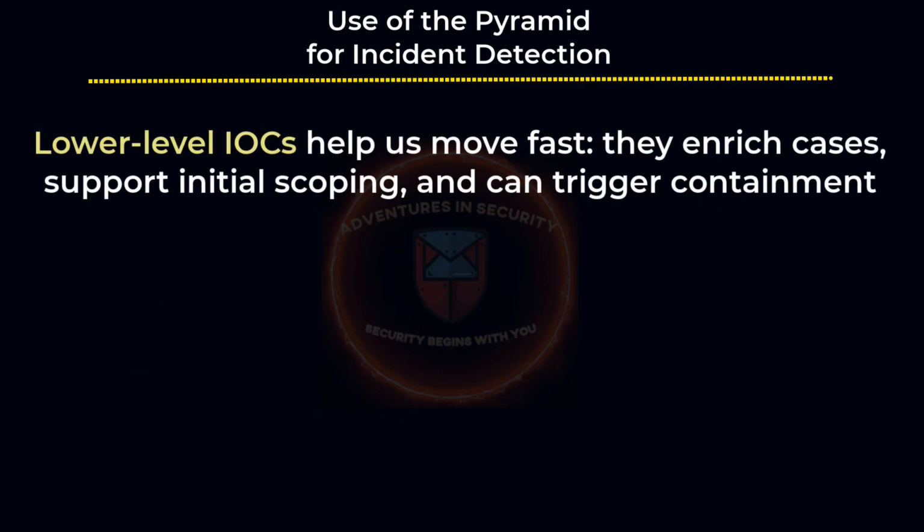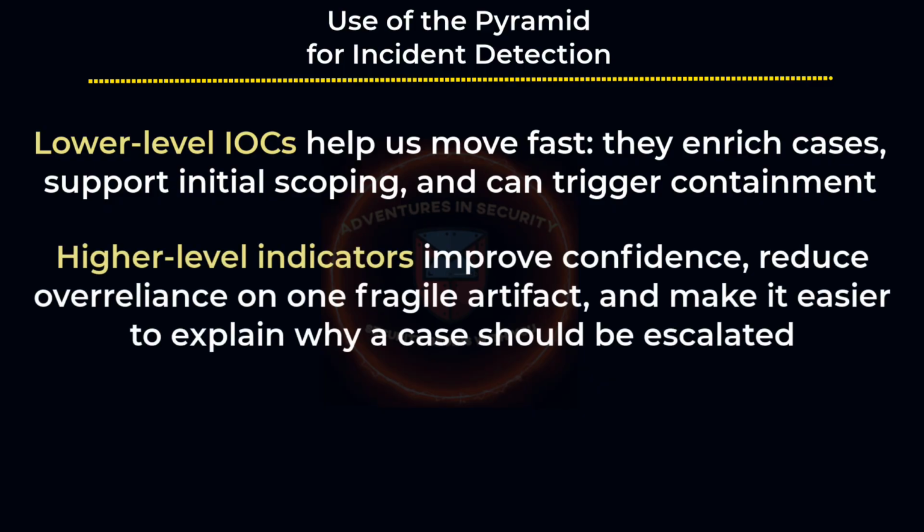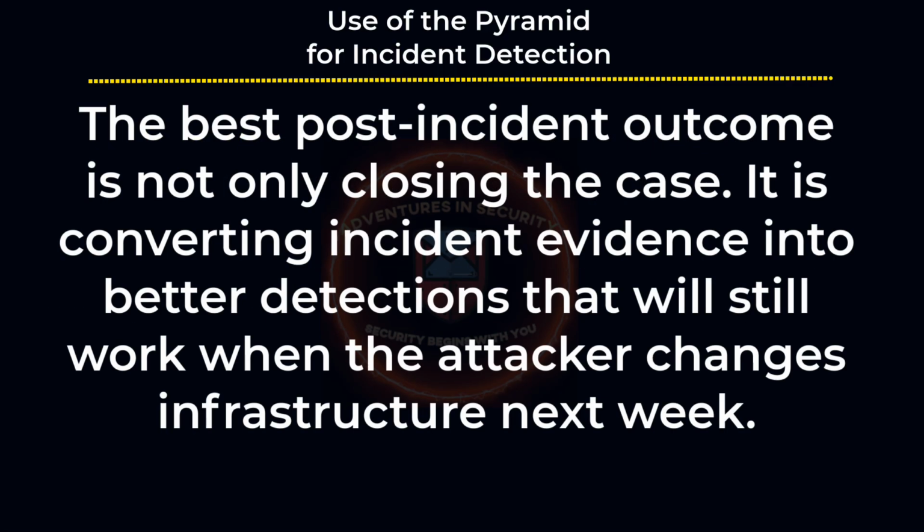Lower-level IOCs help us move fast. They enrich cases, support initial scoping, and can trigger containment. Higher-level indicators improve confidence, reduce over-reliance on one fragile artifact, and make it easier to explain why a case should be escalated. After an incident, the same model helps us improve. We ask which indicators were merely tactical, and which ones revealed durable behavior. The best post-incident outcome is not only closing the case, it is converting incident evidence into better detections that will still work when the attacker changes infrastructure next week.